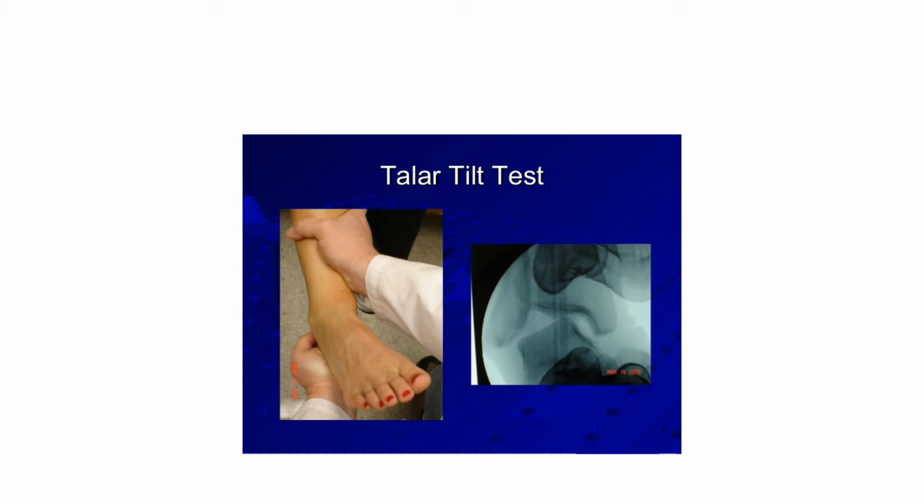This slide shows the hand placement, and then on the right side of the slide you're going to see under fluoroscopy what this is looking like. That would be a very excessive unstable ankle.